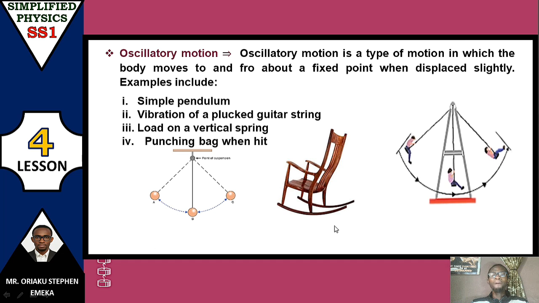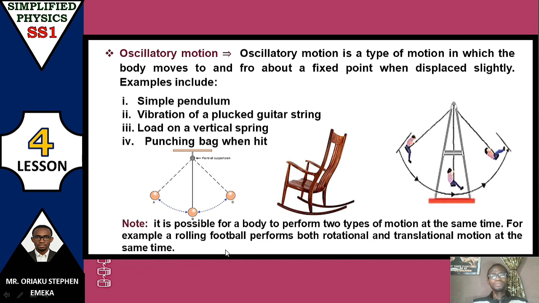Let's know this. It is possible for a body to perform two types of motion at the same time. For example, when you kick a football, the football undergoes two motions. The first is that the football is rolling, that is rotational motion, and as the football is rotating, it is moving forward, that is translational motion. Also for a car, as the wheel of the car is rotating, that is rotational motion, and it is also moving forward. So it's possible for a body to perform two types of motion at the same time.